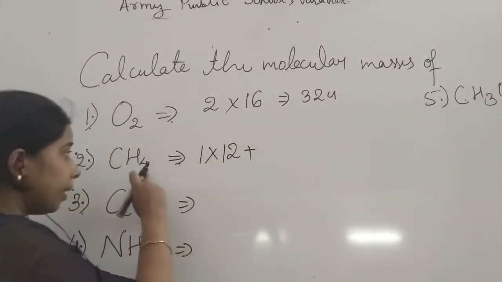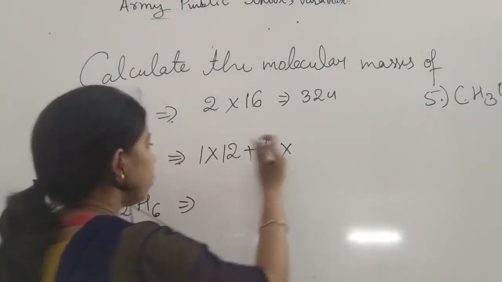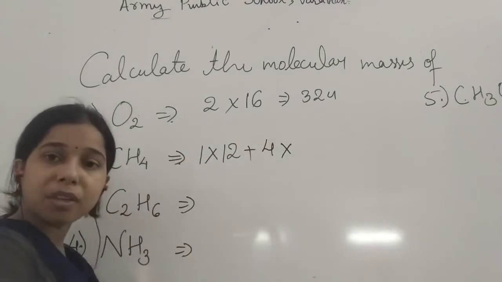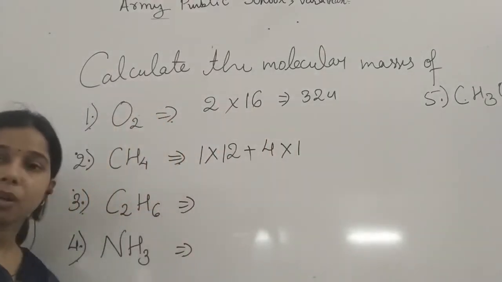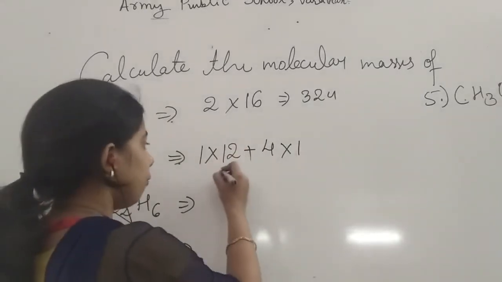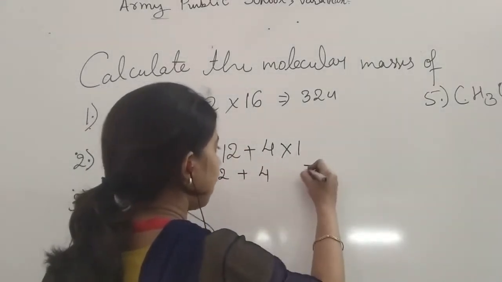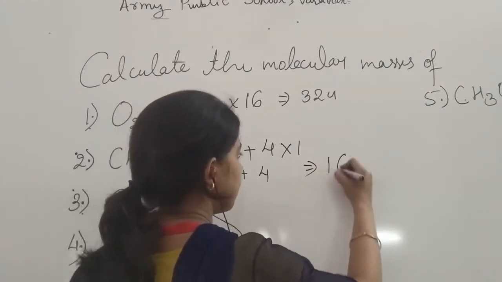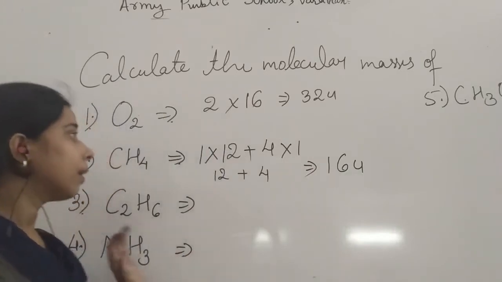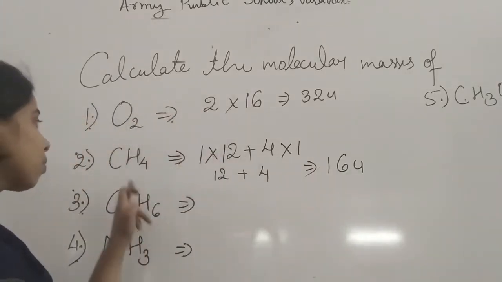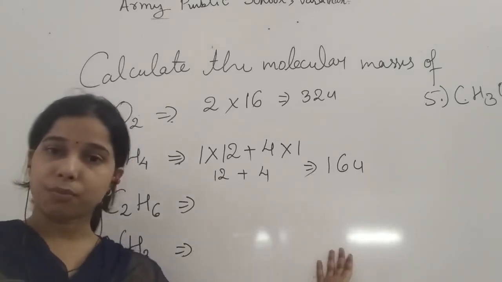Now, how many hydrogen atoms are present here? That is 4. 4 into the atomic mass of hydrogen, which is 1. Okay. So, 12 plus 4 will be equal to 16 U. So the molecular mass of this molecule will be equal to 16 U.